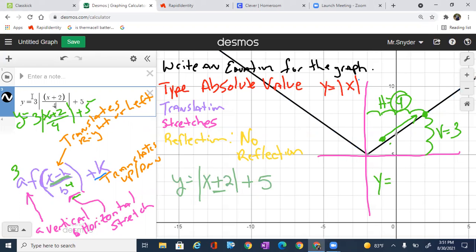And as I said before, we determine what type of graph we're dealing with, we determine if there's reflections, what the translations are, and then we have to determine our stretches. Once they overlap, you have got it figured out.